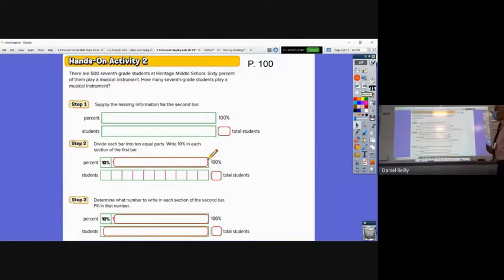500 7th grade students at Heritage Middle School. 60% of them play a musical instrument. So I'm looking for where the total is. That's going to be my 100%. Right? That total is 100%. And then what is what I'm looking for? Okay, that I want to know what 60% of that group is.